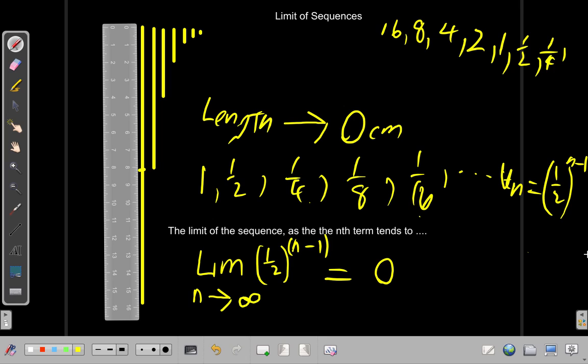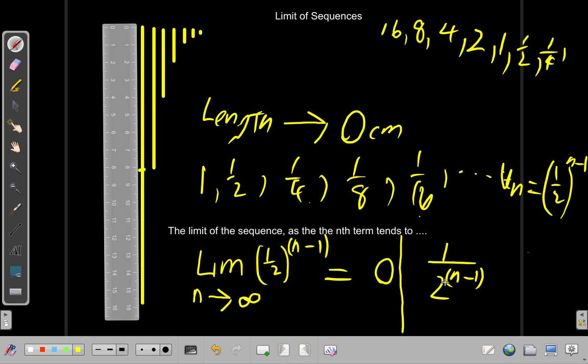Alright? Now, before we finish this, the fact is, sometimes you might see a function like this and you're required to find out what the limit is. If this is a function, it may be written instead of half to the n minus 1, it's the same thing as 1 over 2 to the n minus 1. Alright? You probably recognize this already. Same thing.